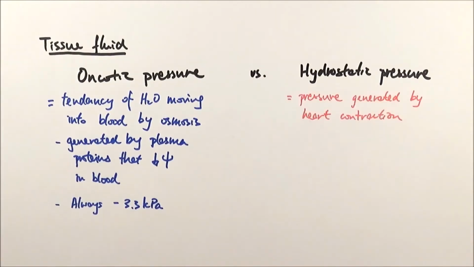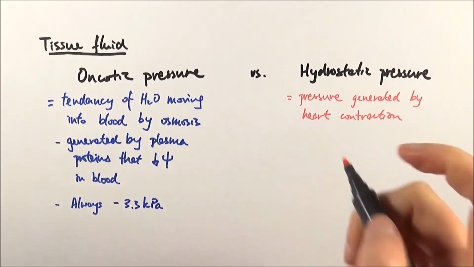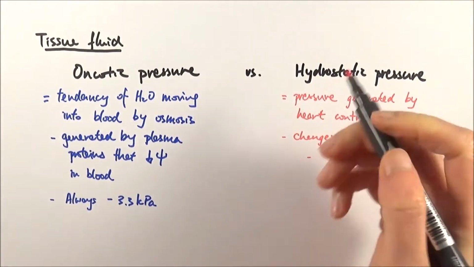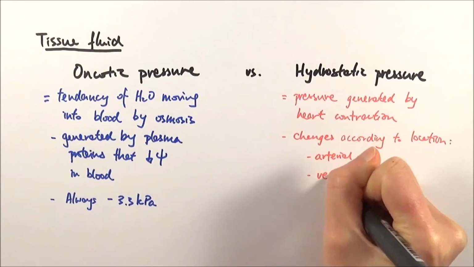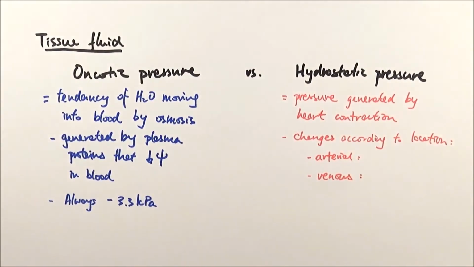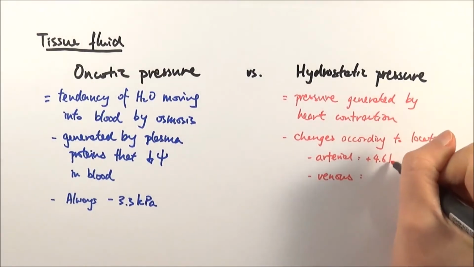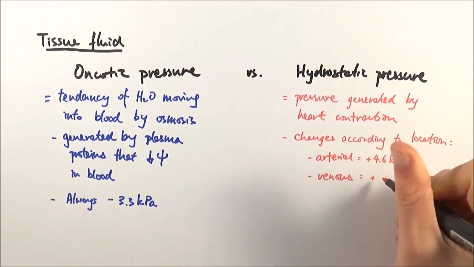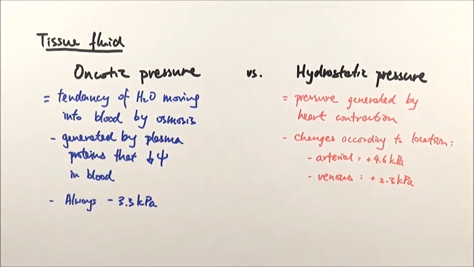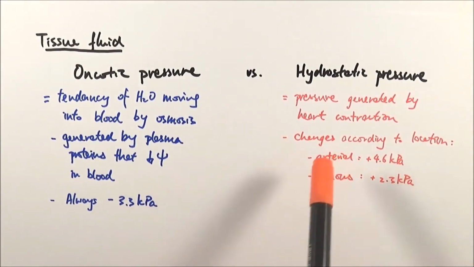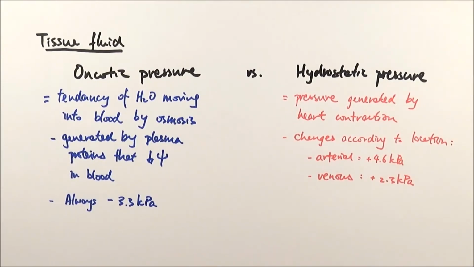Hydrostatic pressure is basically blood pressure, and because it's generated by the heart's contraction, it changes according to location. Tissue fluid is formed in the capillaries, so we can consider the arterial end, where the blood enters, and the venous end, where the blood leaves the capillaries and the organ to go back into the veins, back to the heart. This is plus 4.6 kilopascal, and here it is plus 2.3 kilopascal. It's important to know these numbers because you can compare them at different parts of the capillary to determine how the tissue fluid is formed and whether fluid is going in or out of the blood.